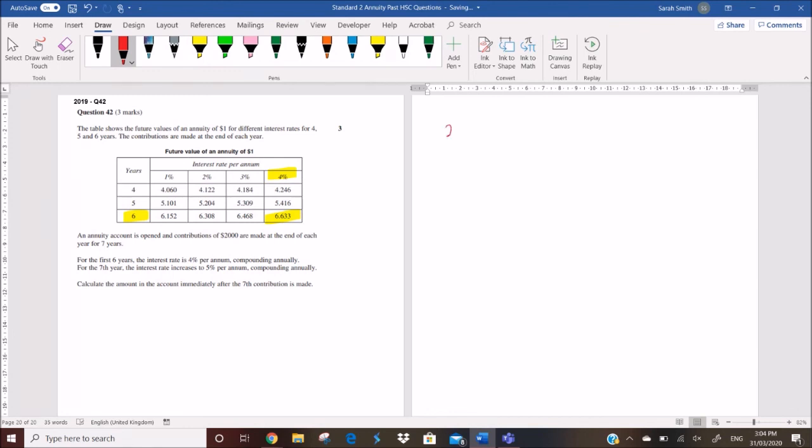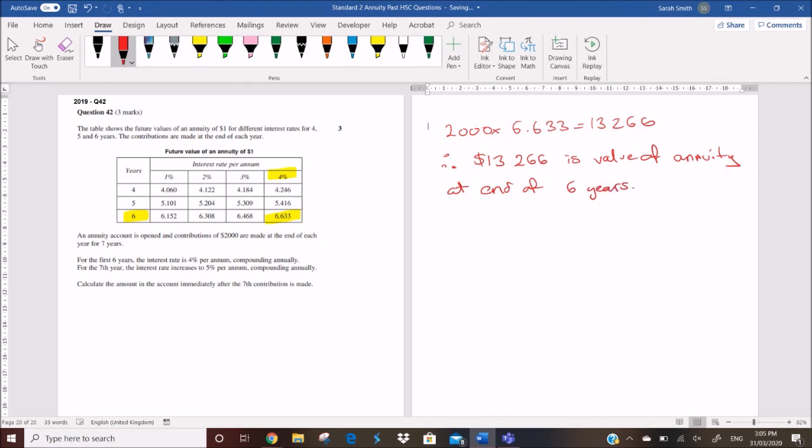So we do our 2,000 times 6.633. So therefore, 13,266 is the value of the annuity at the end of 6 years. So that's the first part of our question. So this bit here is done. Now we need to focus on the 7th year. Now we need to look at compound interest for our 7th year.